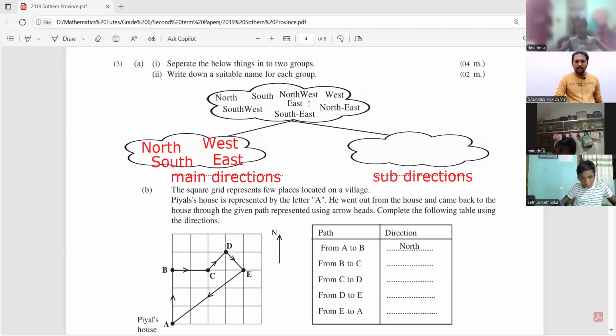I will write in short: north west, south west, south east, and north east.